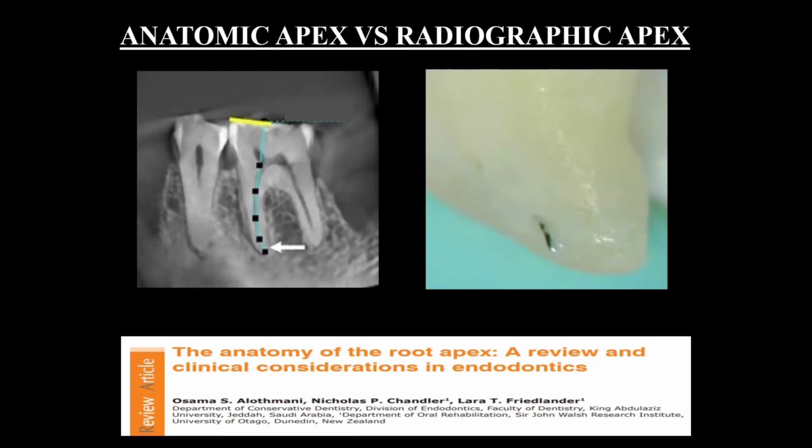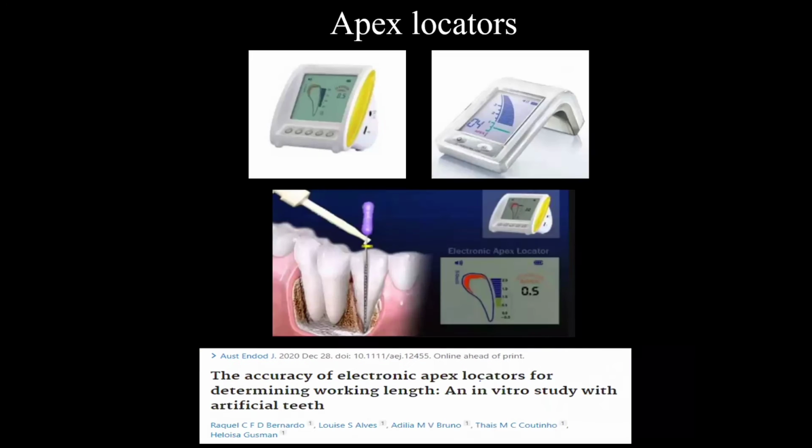That is why it is important for us to implement the use of apex locators. Research has shown that using an apex locator, working length determination accuracy was as high as 96.7%. Other advantages of apex locators are to detect and locate root perforation, diagnosis of external and internal resorption, diagnosis of horizontal or vertical root fracture, and the number of radiographs taken can be reduced.